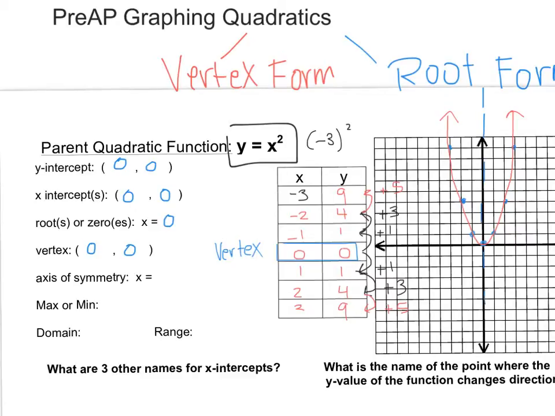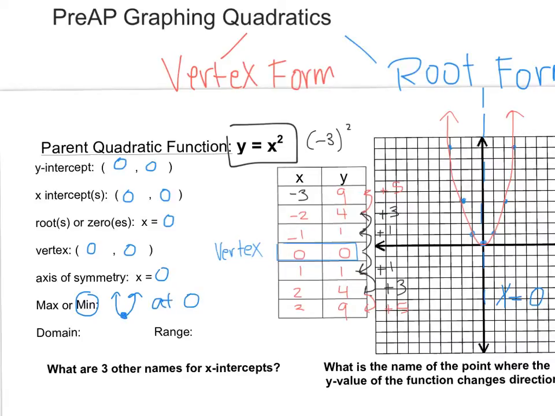The axis of symmetry is going to be the line that cuts this parabola in half. And in this case, it's a vertical line going through the vertex. So the equation of this line is going to be always x equals the x of the vertex. In this case, it's x equals 0. Now, as you can see, this vertex is a minimum. So every time it opens upward, the vertex is a minimum at 0.